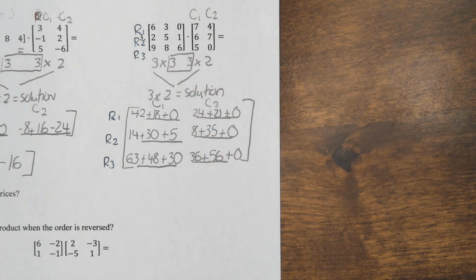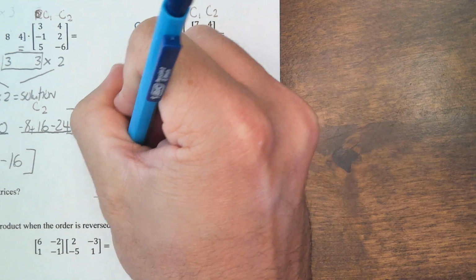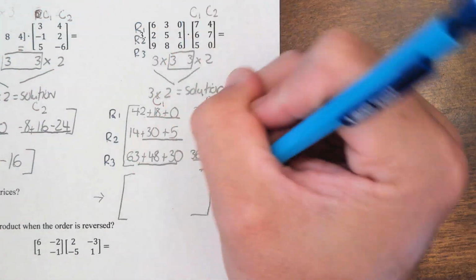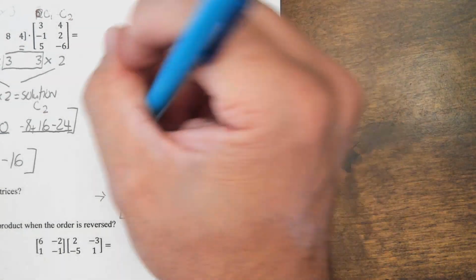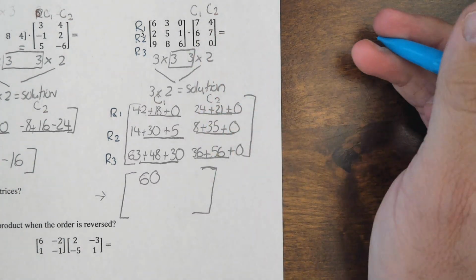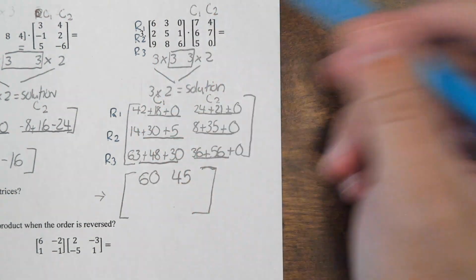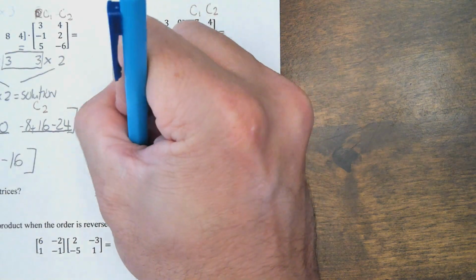So now the hard part is done. Now we just need to combine all these. And some of these I can't think off the top of my head. So our solution then, we don't have to write as big this time because now we're just going to fill it in. So 42 plus 18, 60, 24 plus 21, 45, 14 plus 30, that is 44 plus 5, that's 49.